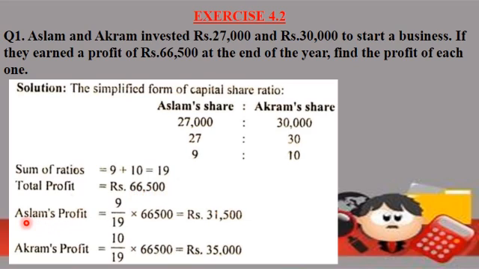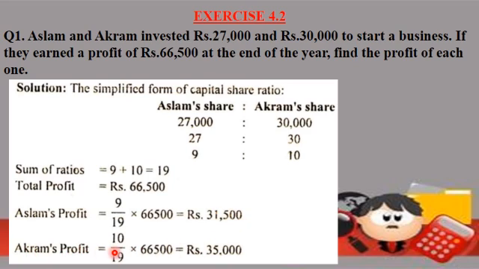66,500. So to calculate Aslam's profit, we will do like this: 9 out of 19, because 9 is the share for Aslam and 19 is the total sum of the shares. So 9 out of 19 and multiply with the 66,500. This is the amount of profit that we have to distribute in two partners. And after doing all these calculations, we will have rupees 31,500. This is Aslam's profit.